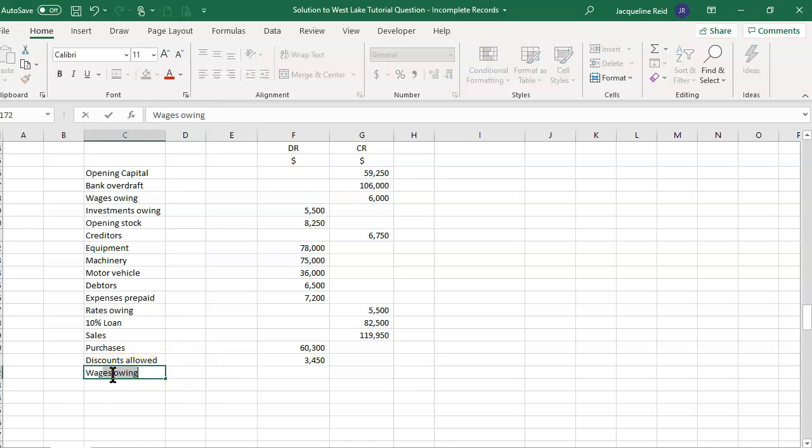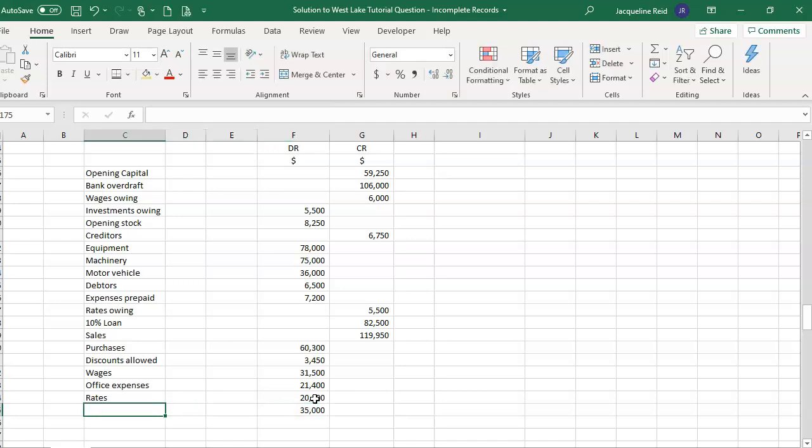Wages expense. Now the wages owing now, the real expense is 31,500. Then we had the office expenses, and that figure was 21,400. And then we had the rates, and the rates figure was 20,100. And finally we had the rent, which had no adjustments. We're taking the figure straight from the cash book, 35,000.